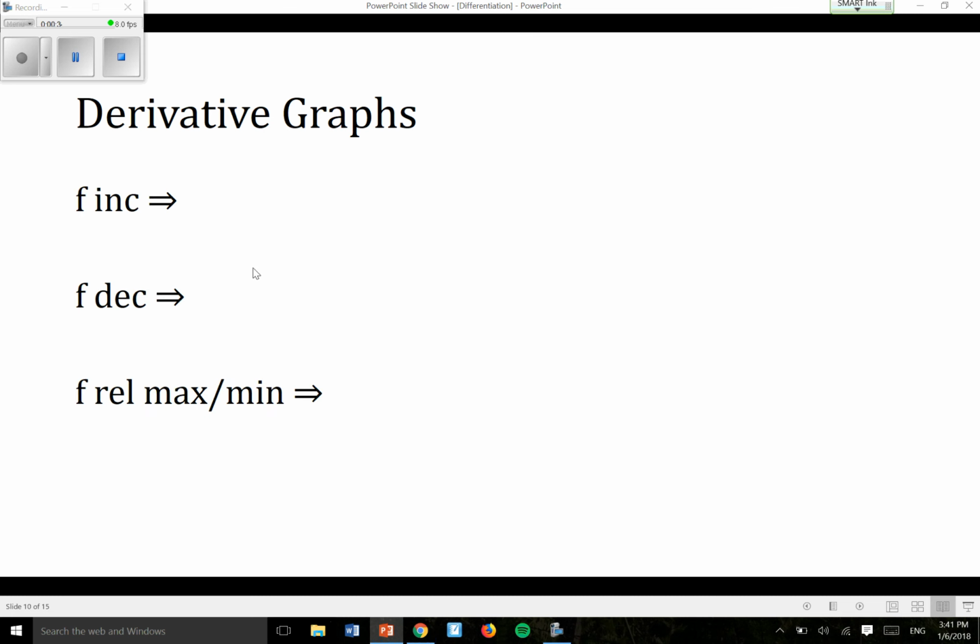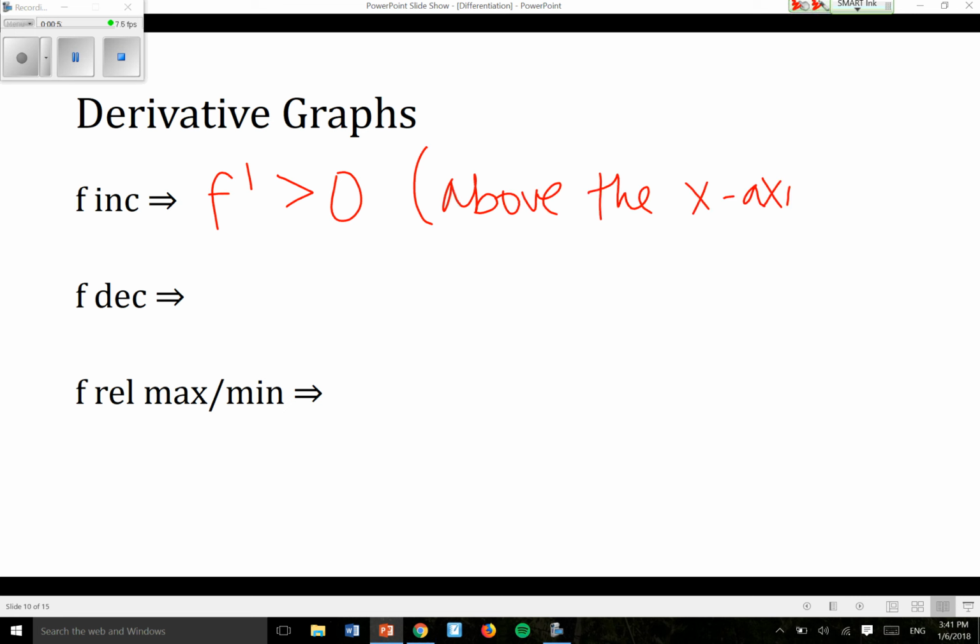So we know that if f is increasing, what can we tell about the f prime graph? If f is increasing, then we know that f prime is greater than 0, which means above the x-axis. If f is decreasing, then its derivative graph is going to be below the x-axis, because f prime is less than 0 if f is decreasing.